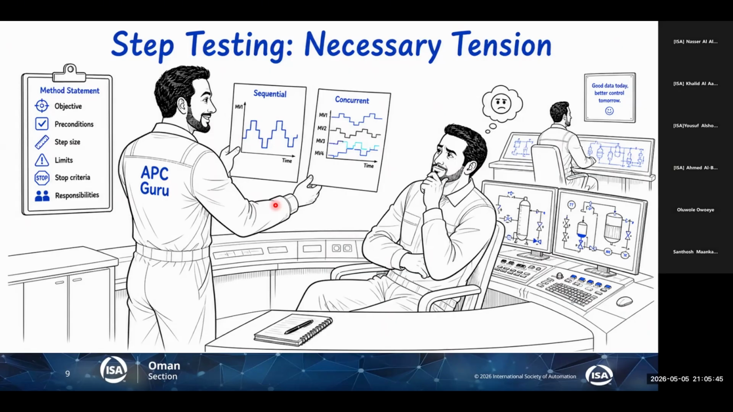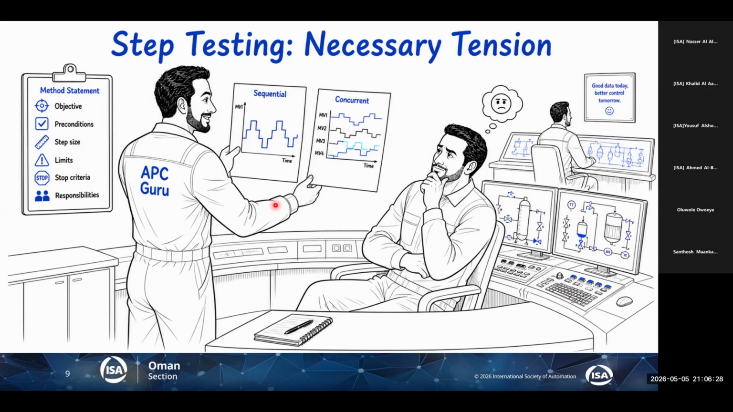You write the method statement, what you will do, define the objective, preconditions. So preconditions before the step test. Usually you want it to be stable, at steady state, with no excitation before the step test. What is the maximum step size we are going to do? What limits will be monitored? Alarms to be monitored. How to stop? This is very, very important. Stop criteria, because the operator might intervene and ruin the whole thing. He does other stuff because the operating point hit the alarm, for example, and you wasted your day basically.